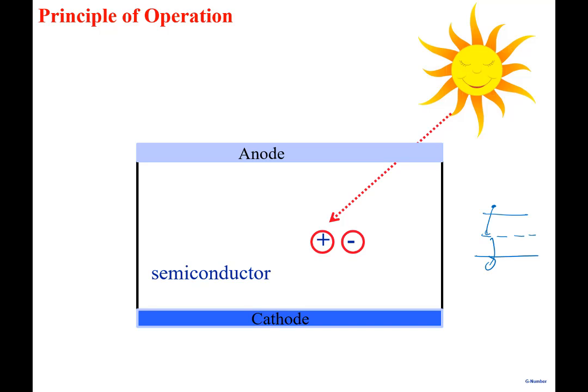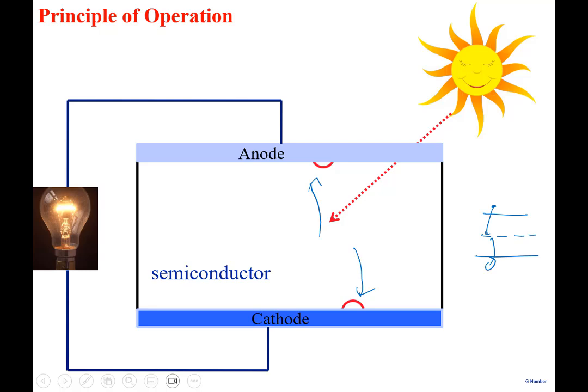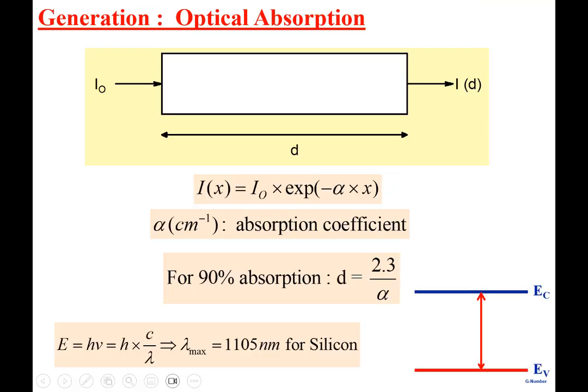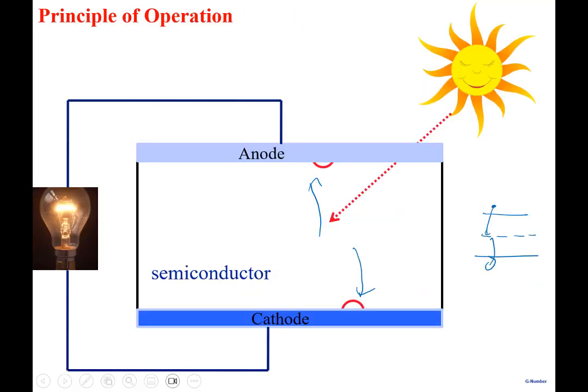So once the photon is generated, you want the holes to go towards the anode and the electrons to go towards the cathode. You want to somehow separate them. So you want this to go here, and this to go here. And then if you connect this, of course the current will flow and will generate electricity here.